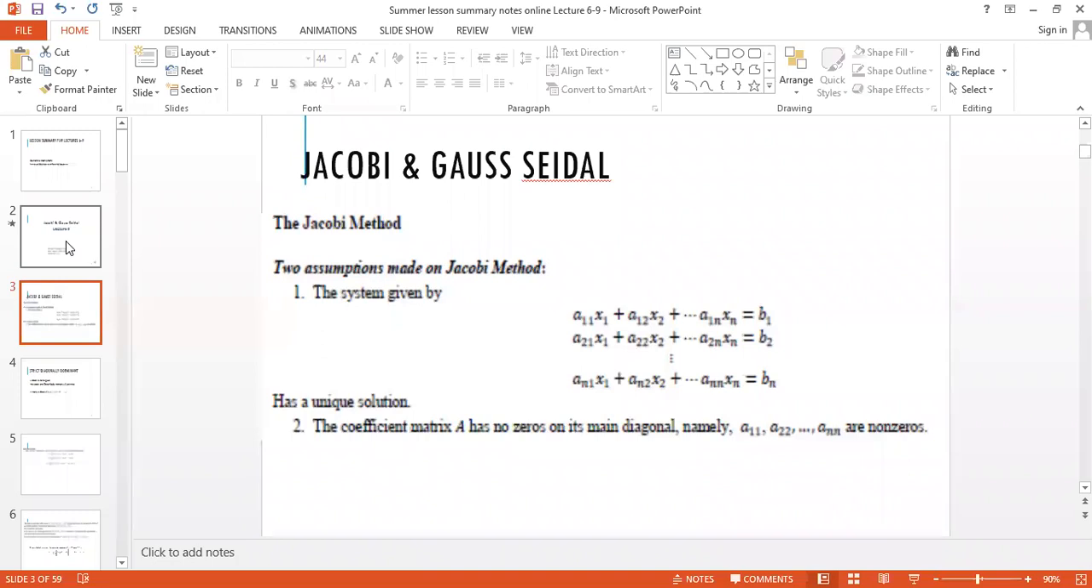The first assumption is that the given system of equations should have a unique solution, meaning the solution should exist.